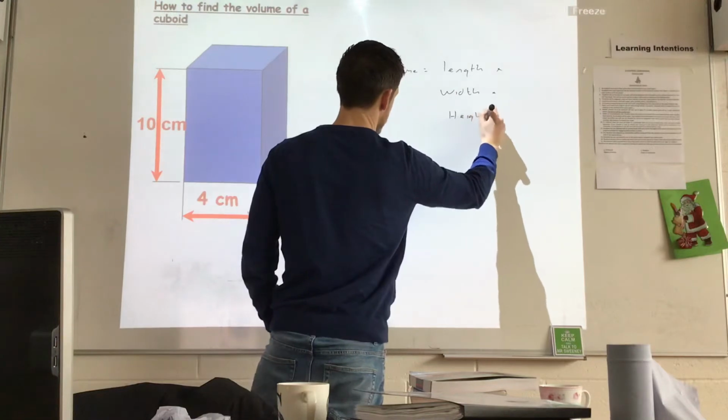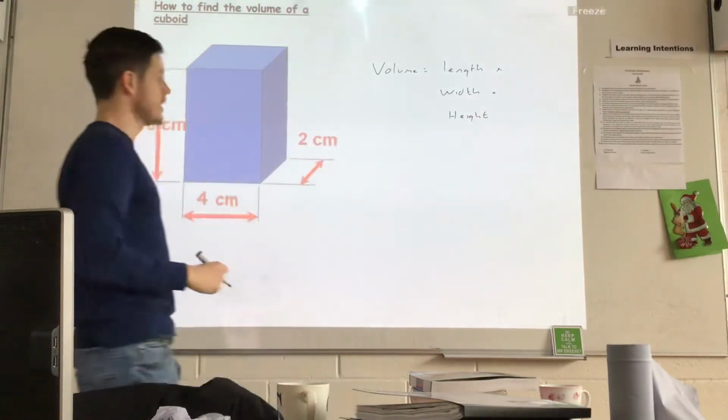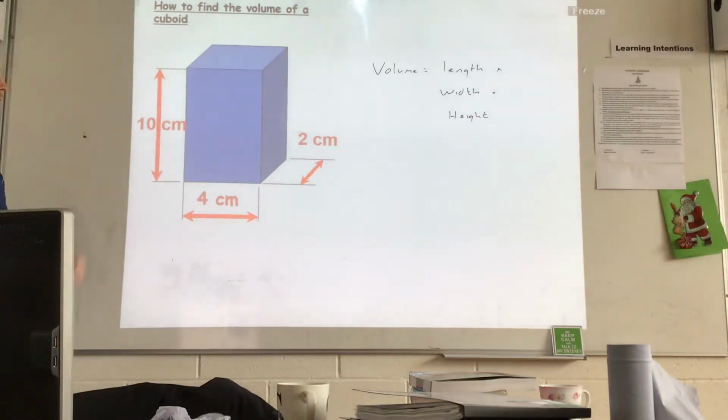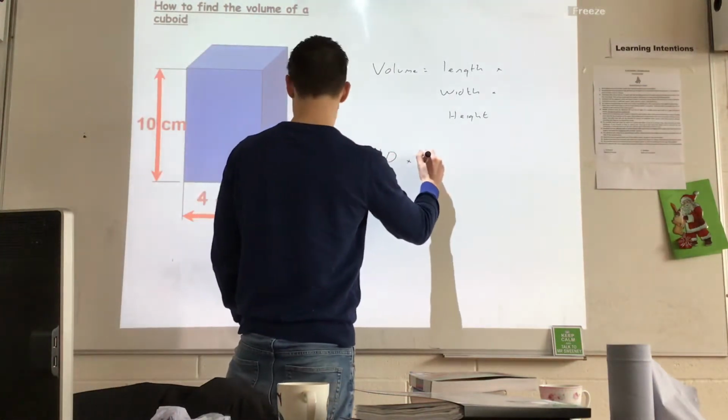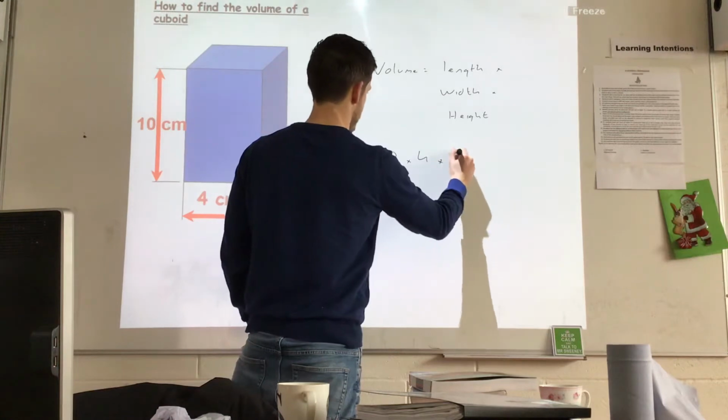And it actually doesn't matter which one here is the length, the width, or the height, because you could keep rotating it and changing that. So all we do is we take the 3 numbers, we look for a volume of this, we take our 3 numbers and we times them together. We do 10 multiplied by 4 multiplied by 2.